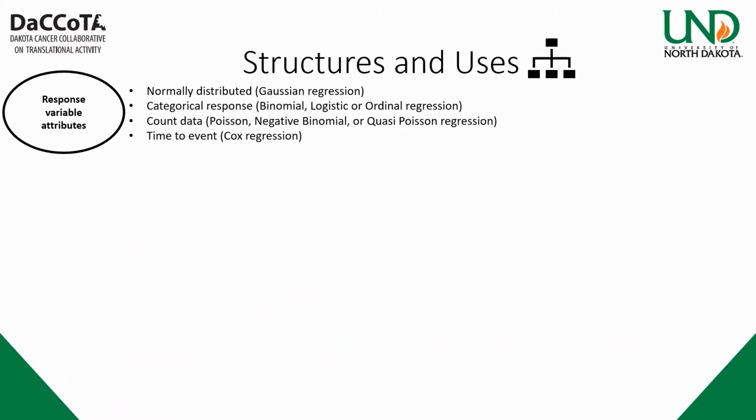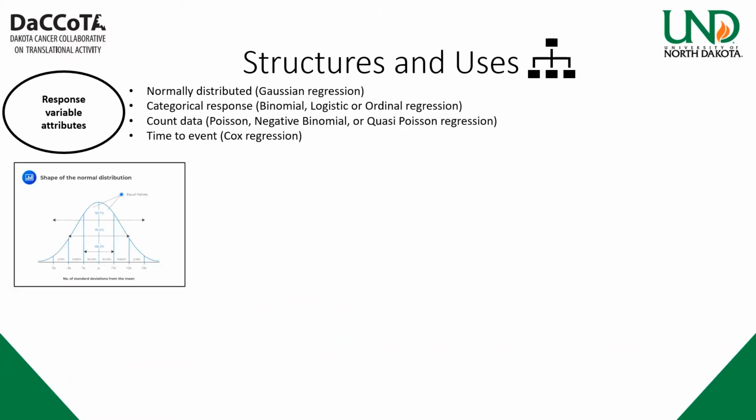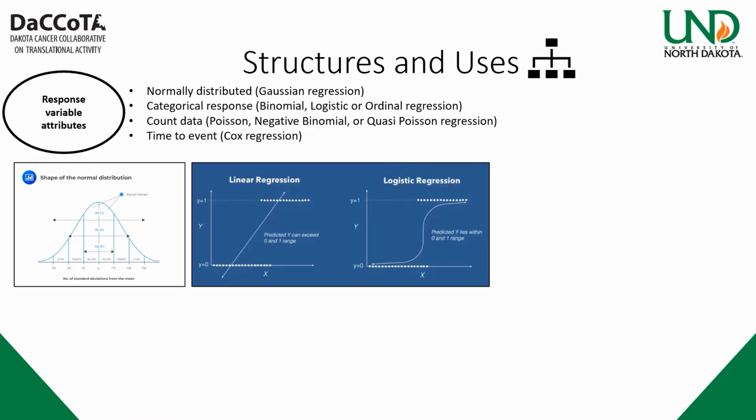Next, let's look at response variable attributes. Now, the simplest case is if the variable is normally distributed, which follows a Gaussian distribution, though that's often not the case, so you might have to use a different distribution. Like, for example, categorical response. Say you have a yes or no on, say, a disease. Linear regression doesn't fit that very well.